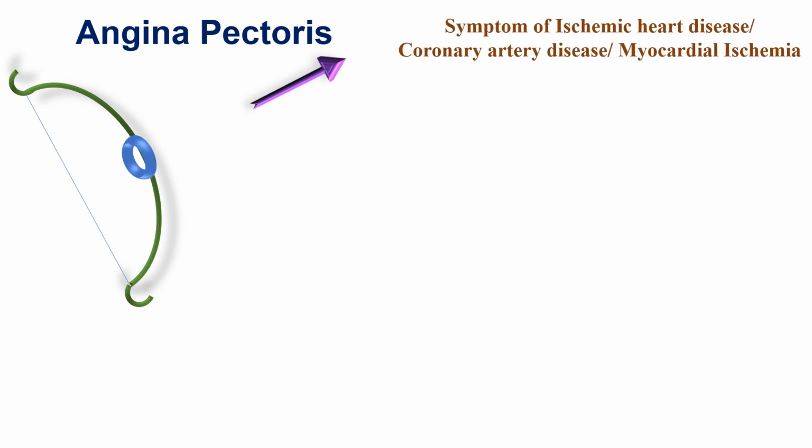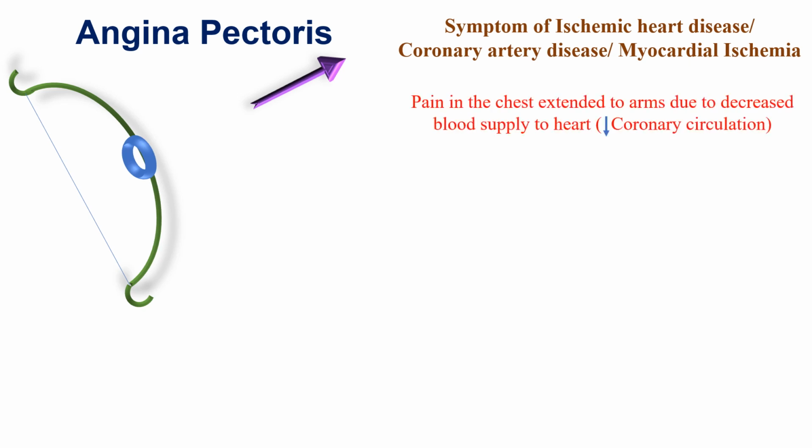So, what is angina pectoris? Let us understand. It is one of the major symptoms of ischemic heart disease. Ischemic heart disease is also called coronary artery disease or myocardial ischemia. The definition of angina pectoris is the pain in the chest extended to arms due to decreased blood supply to the heart or due to decreased coronary circulation. Angina pectoris is usually seen in coronary artery disease or during constriction of coronary arteries. That is why it is the chief symptom of coronary artery disease.